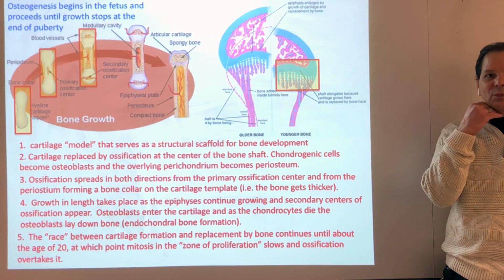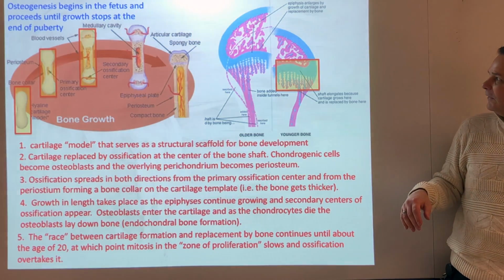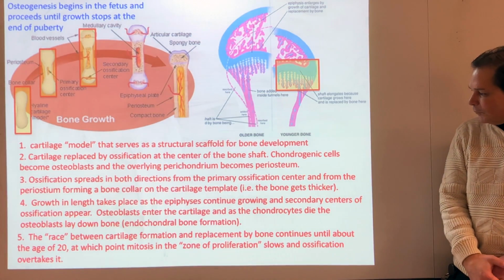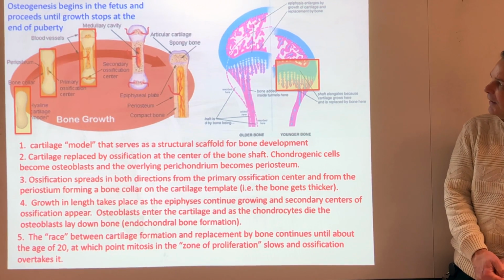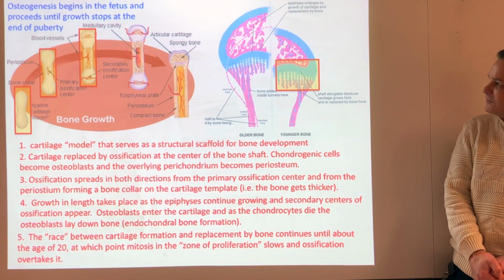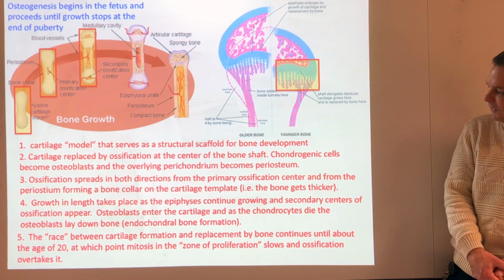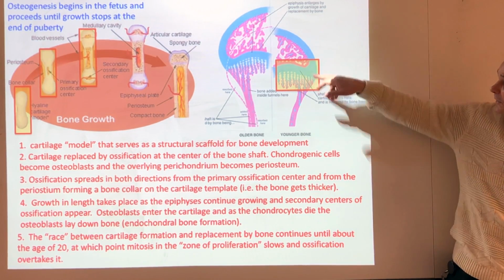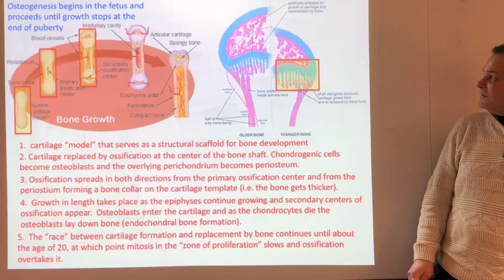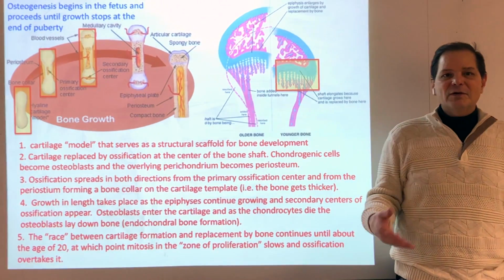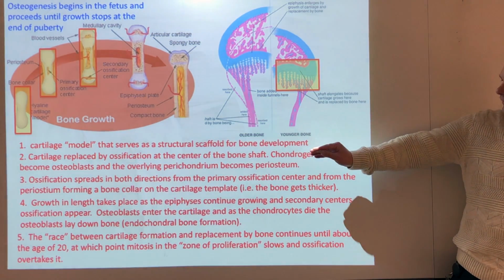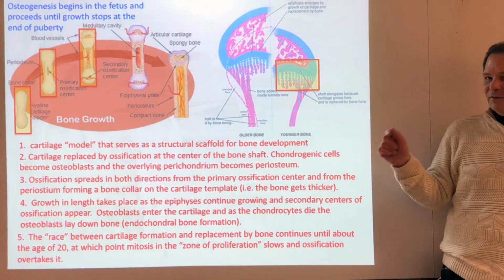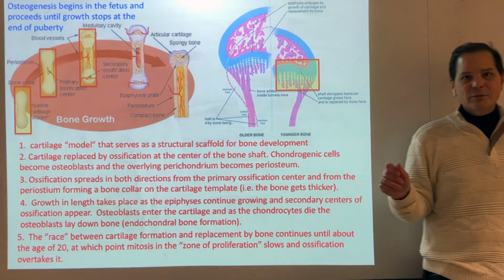And then at about age 20, the bone proliferation starts to overtake the cartilage formation in the zone of proliferation here. And eventually it just becomes all bone and you're not making any more cartilage anymore. At that point, your epiphyses have closed and you're not going to get any more bone growth.